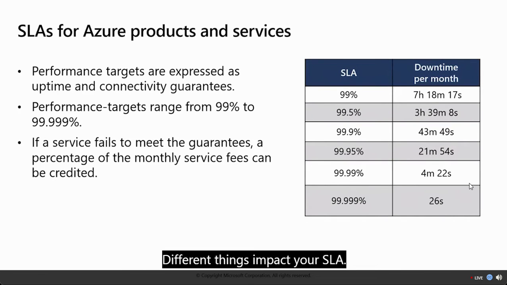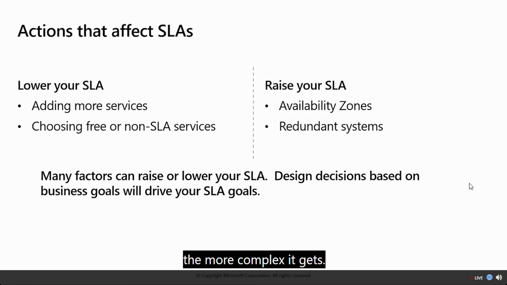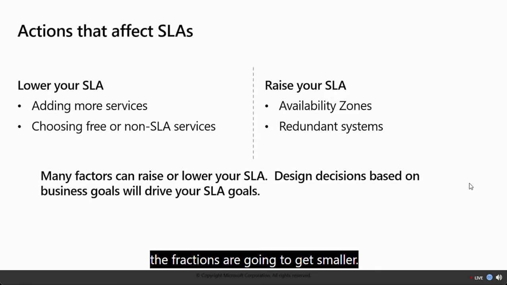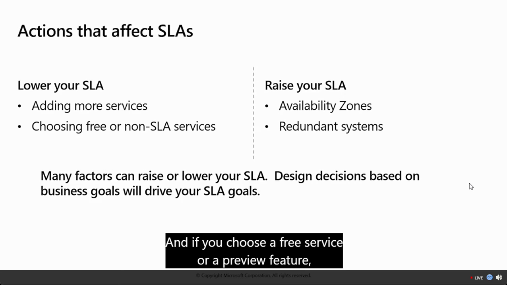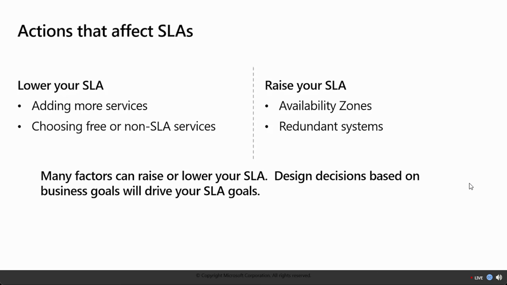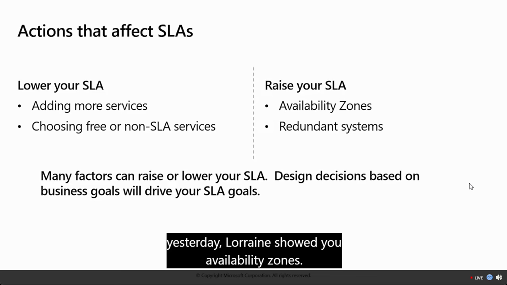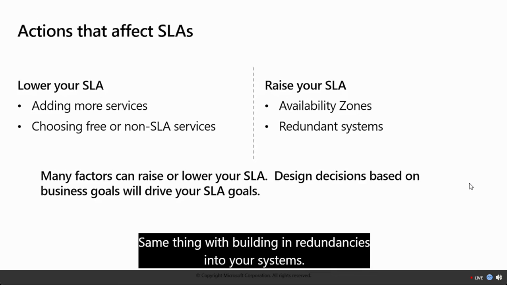Now, there's different things that impact your SLA. One, the more services that you add to your solution, the more complex it gets. And because you have more complexity, the SLA is going to go down. Because if everything's a fraction, as you multiply, the fractions are going to get smaller. And if you choose a free service or a preview feature, those won't have SLAs associated with them. But if you want to raise your SLA, your service level agreement, yesterday Lorraine showed you availability zones. That's one way to increase your SLA when it comes to virtual machines. Same thing with building in redundancies into your systems.